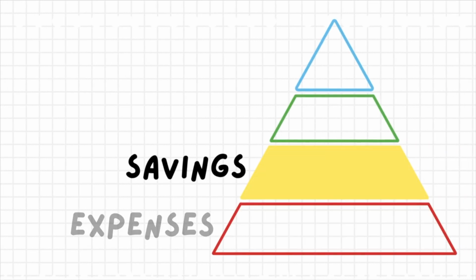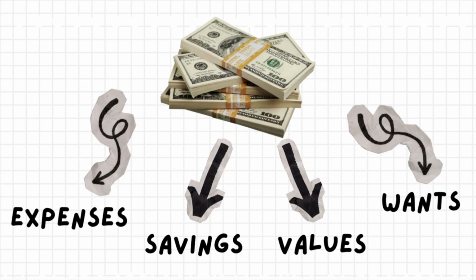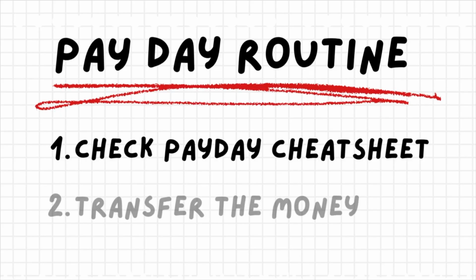In my money framework video, I talk about how I organize my money into 4 distinct categories: my needs, my savings, my values, and my wants. And that's exactly what my payday routine follows too. I'm taking my money and dividing it into those 4 categories. Once I look at this document, I'm gonna make sure that I know all the dollar amounts and transfers that I need to make. And then I'm gonna move on to step 2, which is actually transferring the money.